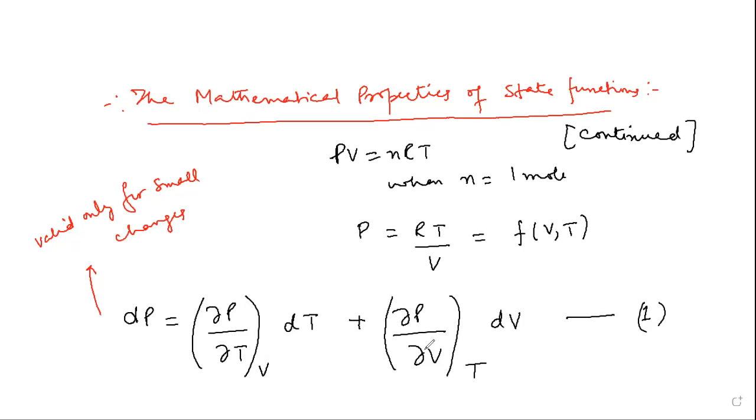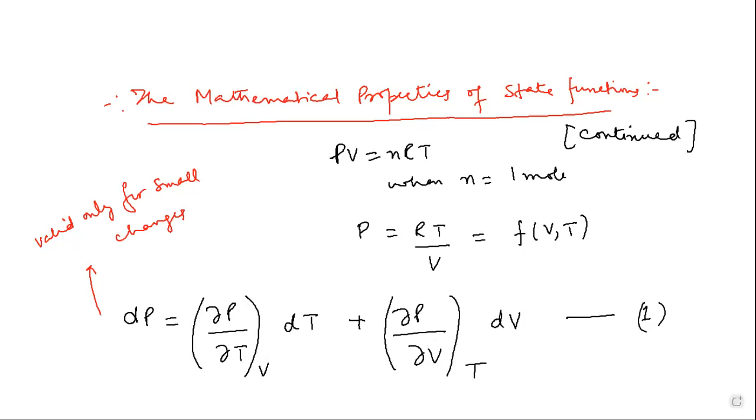Then we said it is not just for pressure, which we took as an example. This is a general property of any state function, that mixed second order derivatives are equal, right? And we said this can be used as a test for a function to check whether it is a state function or not.